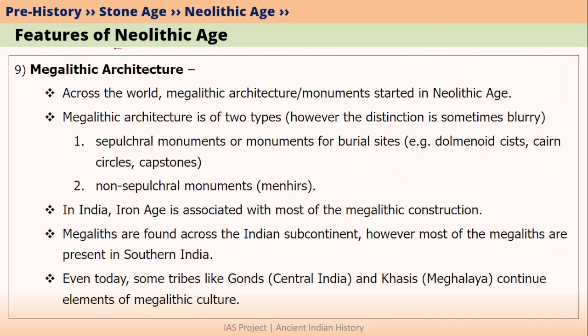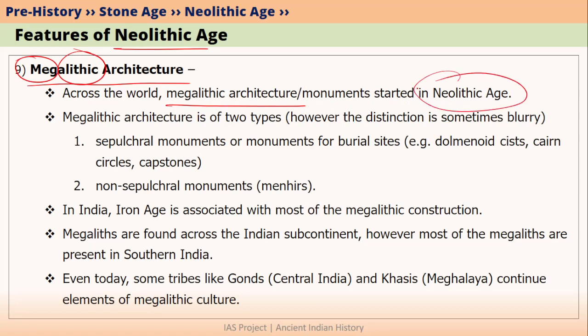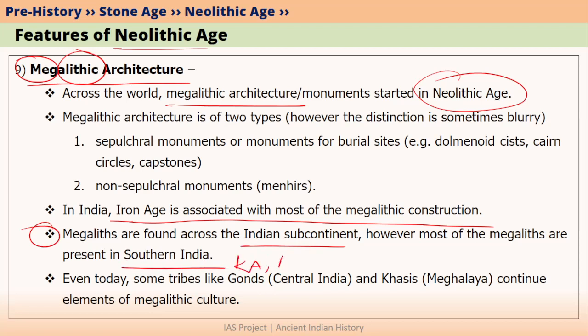Another important feature of Neolithic age was the megalithic architecture. Mega means large and lithic means stone. So megalithic architecture is nothing but large stone architecture. Around the world, megalithic architecture or megalithic monuments actually started in Neolithic age. However, in the case of India, Iron Age is associated with megalithic construction. In case of India, we find megaliths almost in the entire Indian subcontinent. However, we must note that megaliths are mostly present in southern India, especially in Karnataka and Andhra Pradesh.